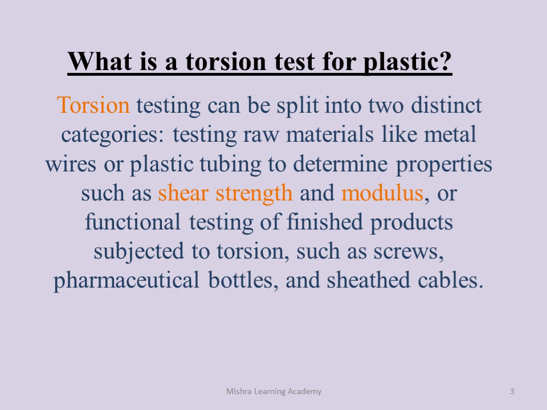What is a torsion test for plastic? Torsion testing can be split into two distinct categories: testing raw materials like metal wires or plastic tubing to determine the properties such as shear strength and modulus, or functional testing of finished products subjected to torsion such as screws, pharmaceutical bottles and sealed cables. Here the words which are in orange color, I described the meaning of these words in the last slide.